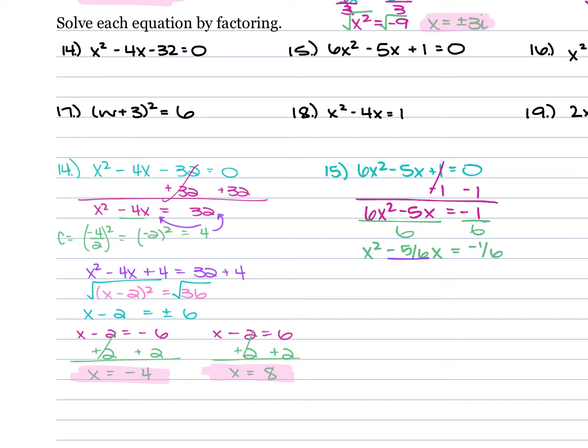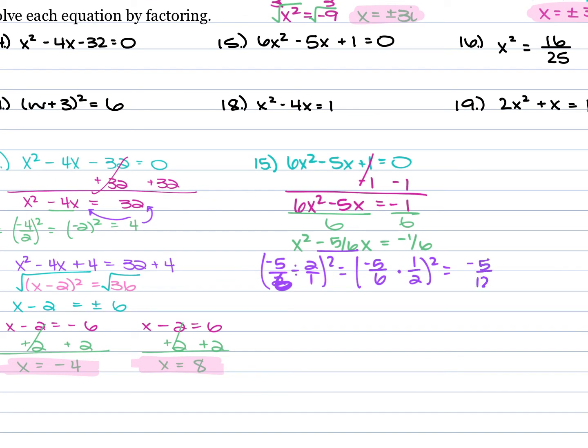If we take our b term, which is the negative 5/6, divide it by 2, and then square it, it turns into negative 5 over 6 times 1 over 2, squared, which is negative 5 over 12 squared, and that's 25 over 144. We're going to add that 25 over 144 to both sides of our equation. So that's going to give us x squared minus 5 over 6x plus 25 over 144 is equal to negative 1 over 6 plus 25 over 144.